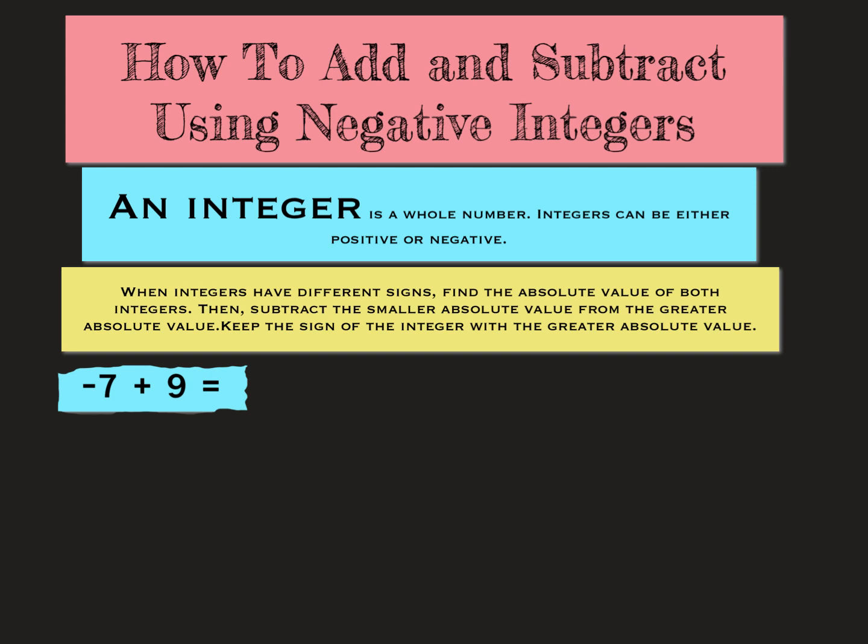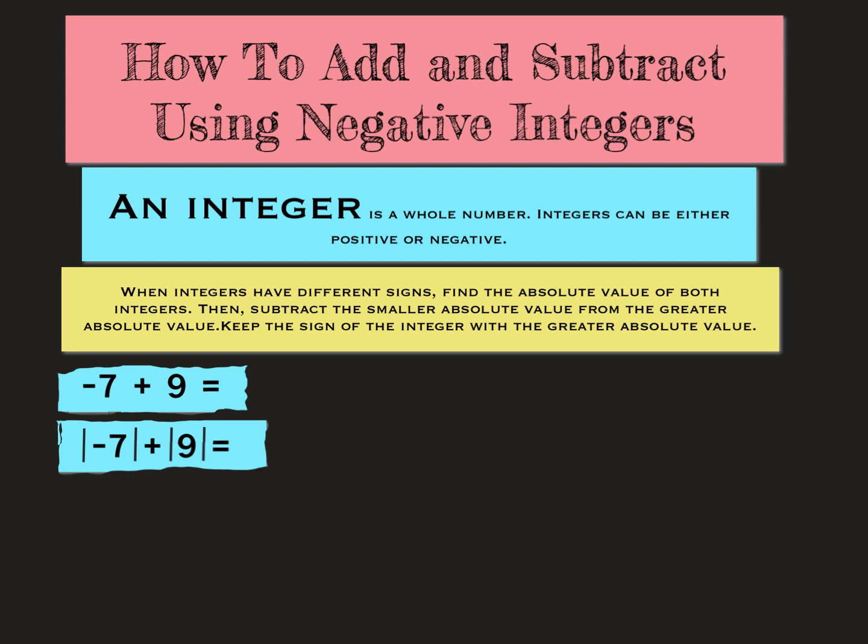Let's look at the example of -7 plus 9. Notice first off that they have different signs. This is -7. This is +9. Now we would try to find the absolute value of these two numbers. And what I mean by the absolute value, if you look at these bars here around the numbers, right? Those are signs for absolute value.